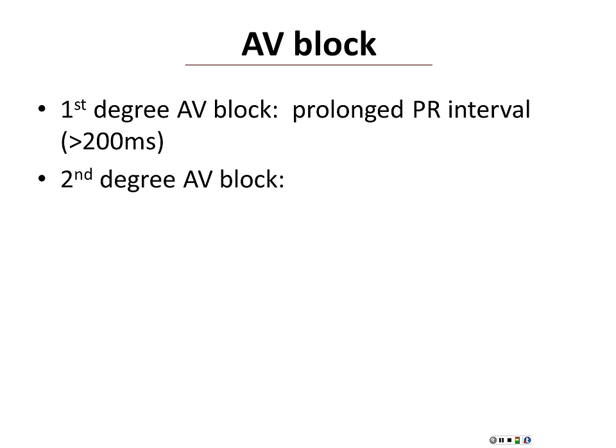This is clearly conducted, not conducted. Conducted, not. Conducted, not. So 2:1 AV block. It may or may not be type 1 or 2. Someone can scatter me afterwards. So 2:1 AV block, what do you do for her?